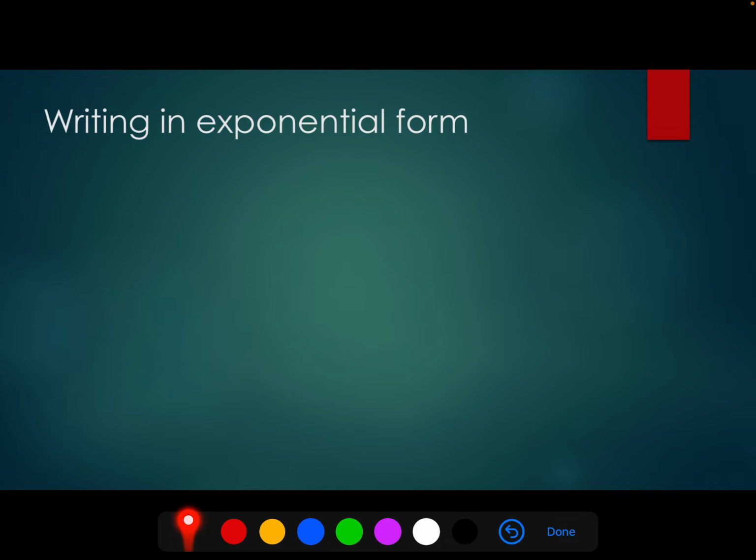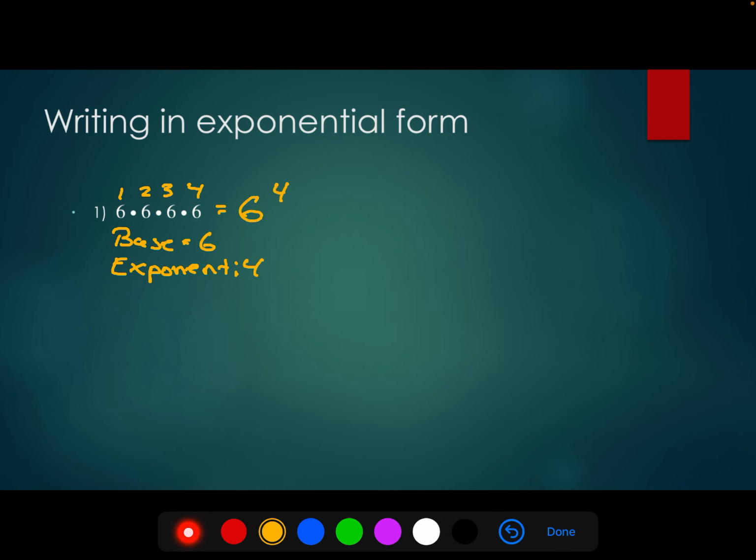Now let's talk about writing in exponential form. Here we have this example, 6 times 6 times 6 times 6. So we're going to be using a base of 6. And for our exponent, 6 is being used as a factor 1, 2, 3, 4 times. So our exponent is 4. And so we can just rewrite 6 times 6 times 6 times 6 as 6 to the power of 4.